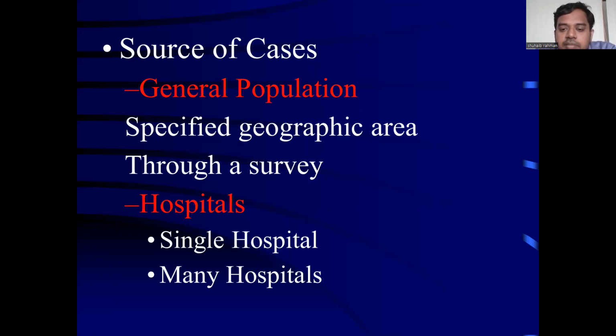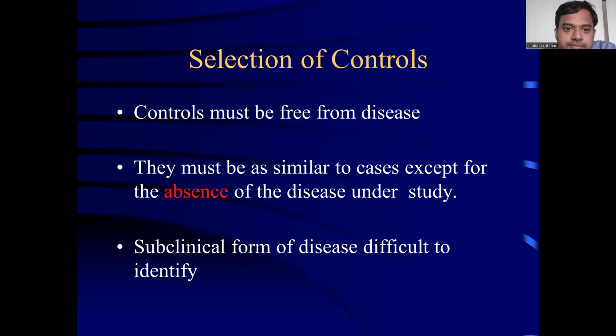For the general population, it can be from a specified geographic area, or through a survey you can select the cases. And from hospitals, it is a little easier to get the cases because they will be admitted or will be coming to hospital for referrals. So hospital cases will be easy to identify and easy to get the patient from there. It can be from a single hospital or from multiple hospitals.